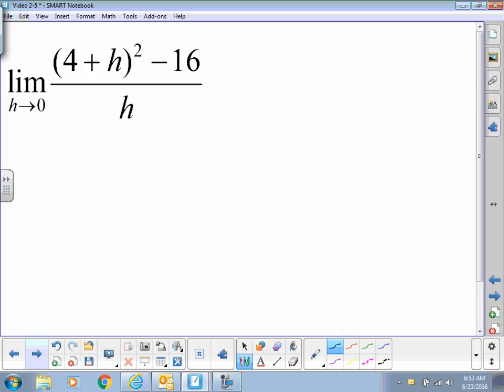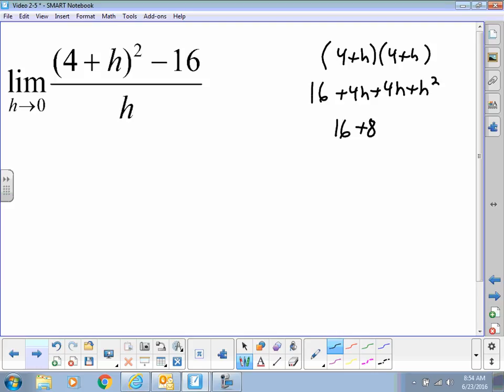And one last example to finish off the video. If we try to do direct substitution in this limit, we again get 0 in the denominator, so we've got to find some other algebraic method to be able to evaluate this. Well, let's multiply that out, that 4 plus h squared. That's really 16 plus 4h plus 4h plus h squared, which is really 16 plus 8h plus h squared. So we'll rewrite that over here as the limit as h approaches 0 of 16 plus 8h plus h squared minus 16 all over h.